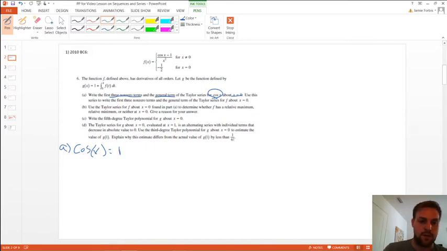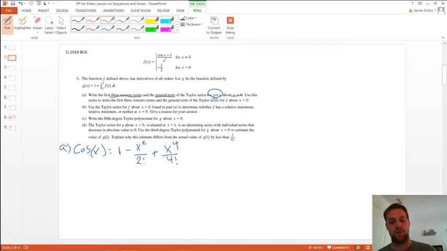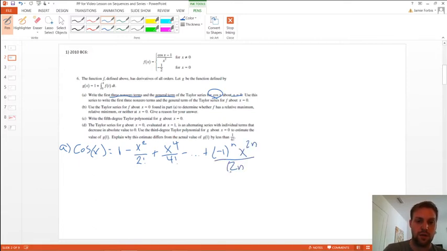Okay, and then it goes minus x squared over 2 factorial plus x to the 4th over 4 factorial minus x to the 6 over 6 factorial and so on, minus plus negative 1 to the n. Remember we said it was x to the 2n over 2n factorial. So there's your first 3 terms and the general term for cosine of x. And in part A, we're going to use this series to write the first 3 non-zero terms and the general term for f about x equals 0. Okay, so this is for cosine.